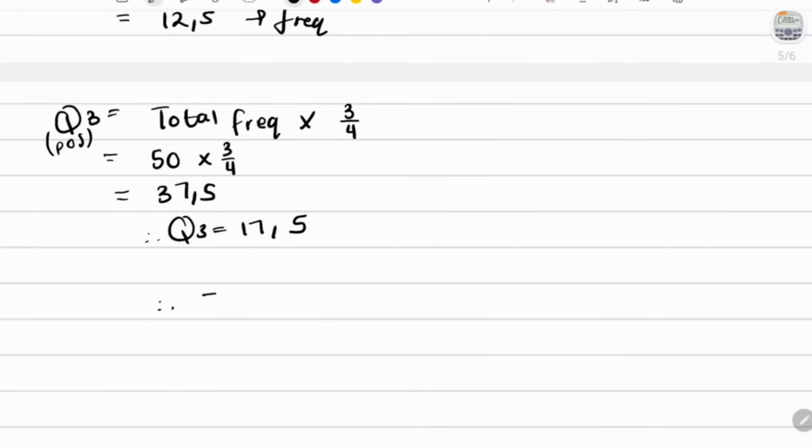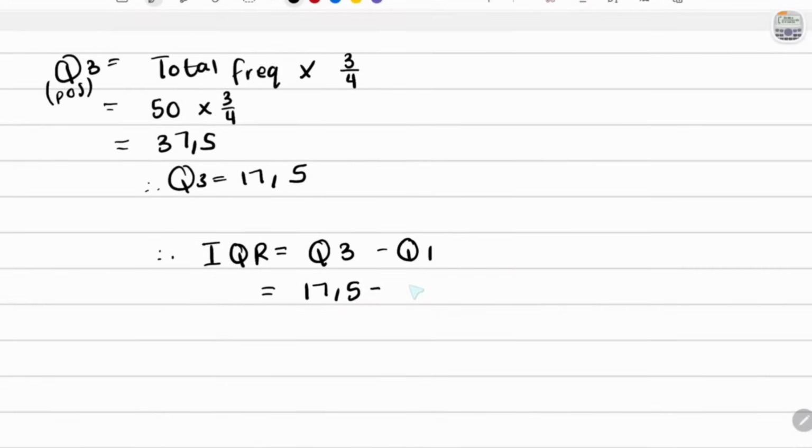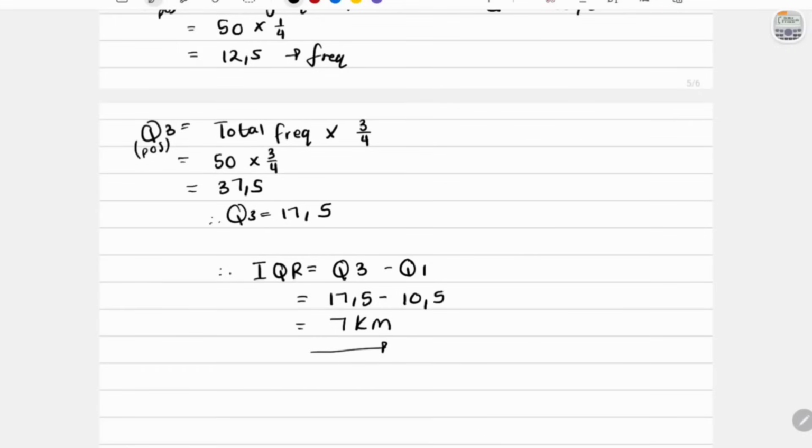Again, to find the IQR, remember how we find that? We say Q3 minus Q1. So that's going to be 17.5 minus our 10.5 kilometers. The 0.5s cancel, and 17 minus 10 is 7. So our IQR is 7 kilometers. Okay, so that's our answer.